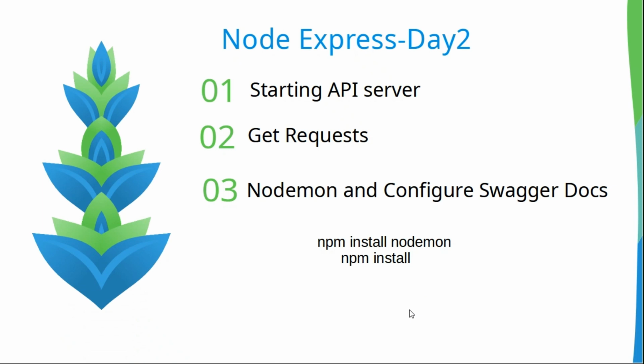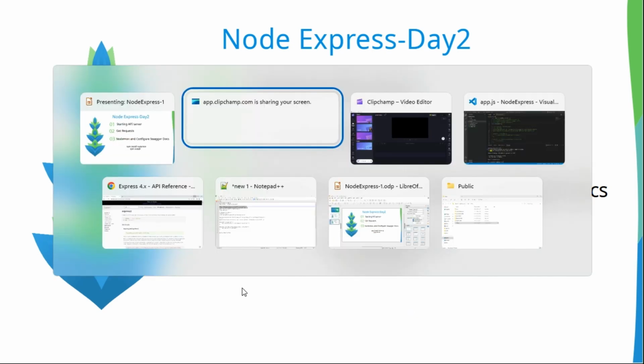So today we are going to cover three topics. First one is starting our API server. Second is creating a simple GET request. Third is to use the Nodemon library and how to configure our Swagger documents. So let's get started.